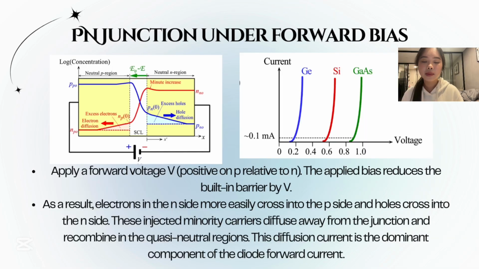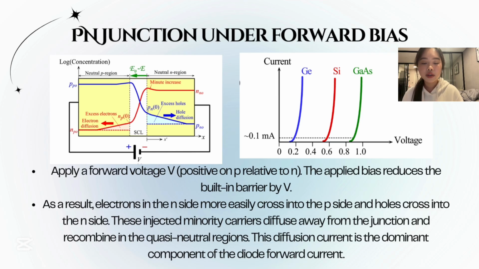p-n junction under forward bias. Apply a forward voltage V, positive on P relative to N. The applied bias reduces the built-in barrier by V. In the band diagram, the band bending is reduced and the effective barrier for carrier injection decreases.